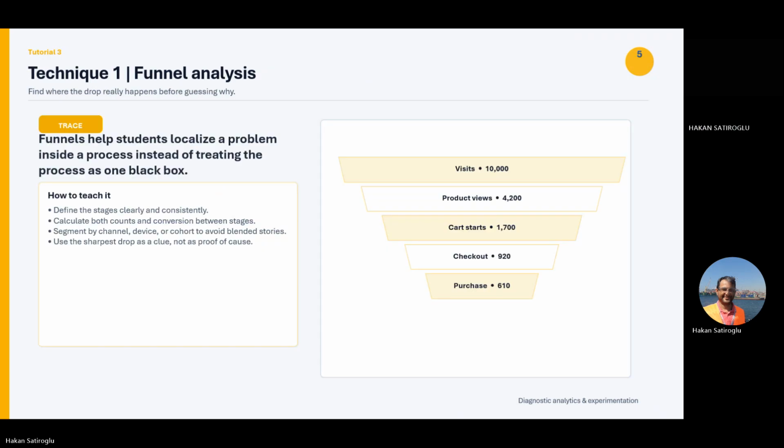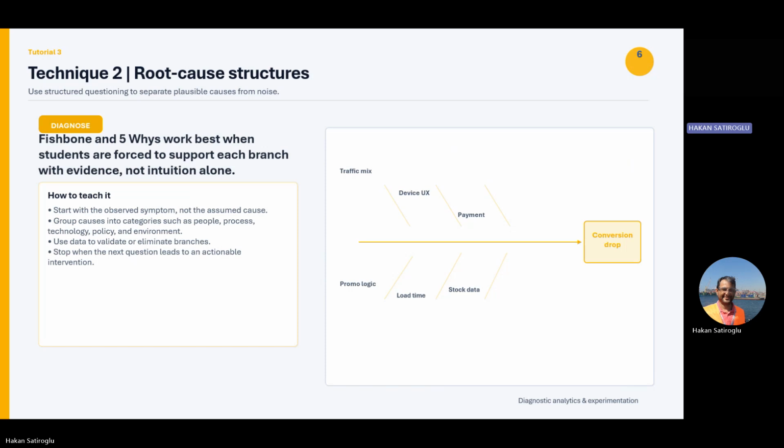This slide shows root cause structures such as the 5 whys and fishbone diagrams. I would explain that these tools are useful because they help students organize their thinking rather than jumping between guesses. However, I would also warn that these tools can become superficial if each branch is based only on opinion. So when teaching these, I would ask students what evidence supports each possible cause.